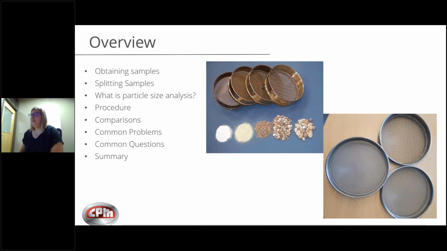So an overview of what I'll be talking about. First I'll start off with obtaining and splitting the samples, and then moving on to defining what particle size analysis is, and then providing the procedure as well as some comparisons, common problems, and answers to common questions. And we'll end with a summary. And then also at the end, we'll have time for any remaining questions you may have.